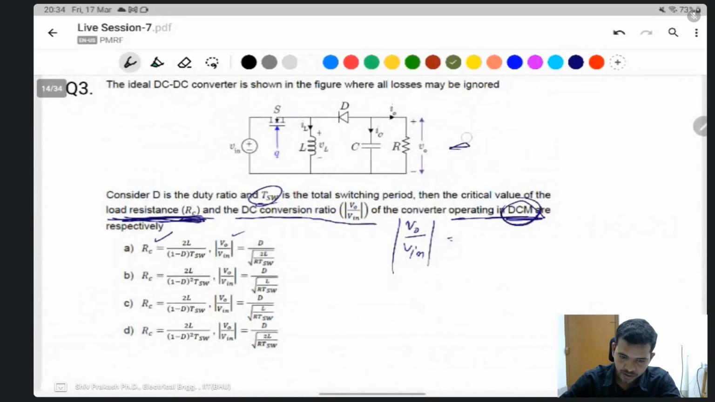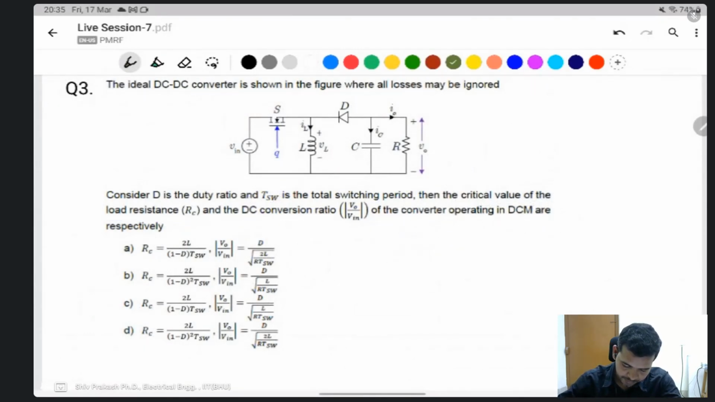I have a question on this one. The duty ratio D is given, and RC; find the critical value of RC. And here the notation reference will change: this one is positive and this one is negative. So they are indirectly asking what is the minimum value of RC that we can connect for continuous or discontinuous conduction at the boundary condition.